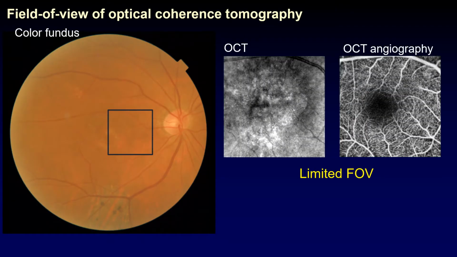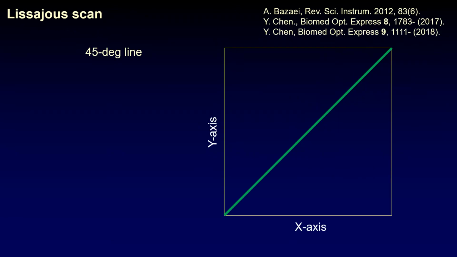Although OCT and OCTA are useful, their field of views are significantly smaller than other EMPATH modalities, such as color fundus. It is mainly because of the relatively long measurement time. The OCT and OCTA images are significantly distorted by the eye motion during the long measurement time. Our trick to overcome this issue is the Lissajous scan.